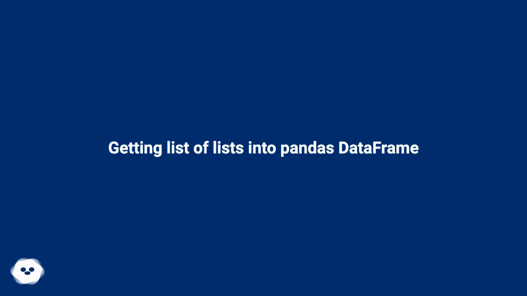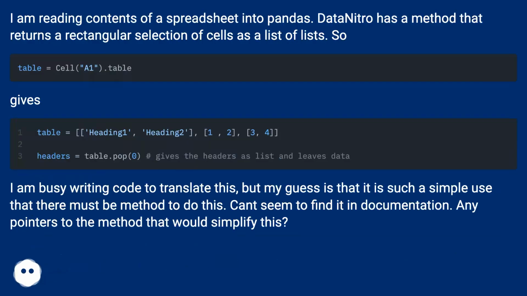Getting list of lists into Pandas DataFrame. I am reading contents of a spreadsheet into Pandas. Datanitro has a method that returns a rectangular selection of cells as a list of lists. So, gives.